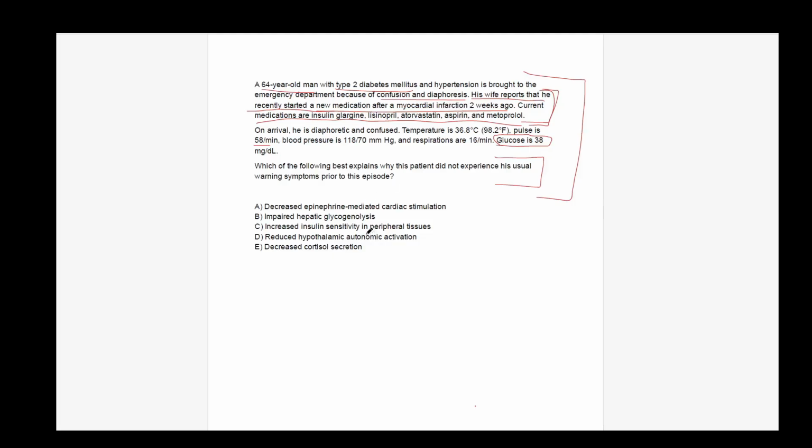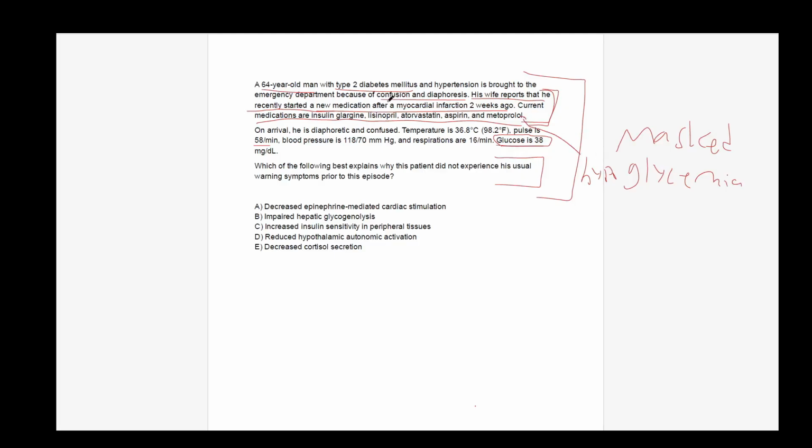So the diagnosis, first of all, he has hypoglycemia. He's not having his usual symptoms. The answer is masked hypoglycemia, okay? That's the answer. And what causes this is the beta blocker.